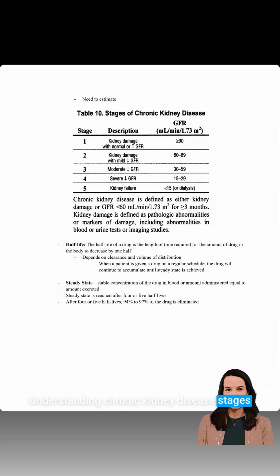Understanding chronic kidney disease stages is crucial for medication management. The disease is classified into 5 stages based on glomerular filtration rate, GFR, with each stage requiring different dosing considerations. Drug half-life, the time it takes for drug concentration to decrease by half, becomes especially important in kidney disease. As kidney function declines, drugs may accumulate if doses aren't adjusted appropriately. Reaching steady state, where drug administration and elimination are balanced, takes about 4 to 5 half-lives. This knowledge is crucial for safe medication administration in patients with compromised kidney function.